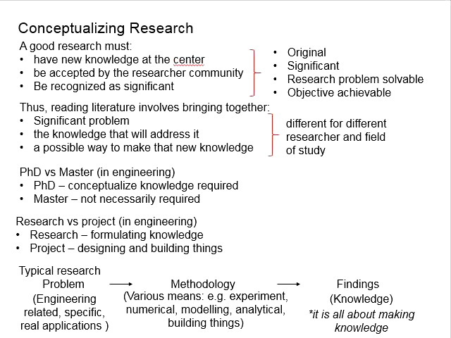Next, we will discuss a typical process of a research. There are basically three main components. First is the problem, second is the methodology, and then the third will be the findings. The problem is normally engineering related, specific, and of real applications. Based on the problem, you will expect solutions to encounter the problem, and then you will need to evaluate the effectiveness and the performance of the solutions.